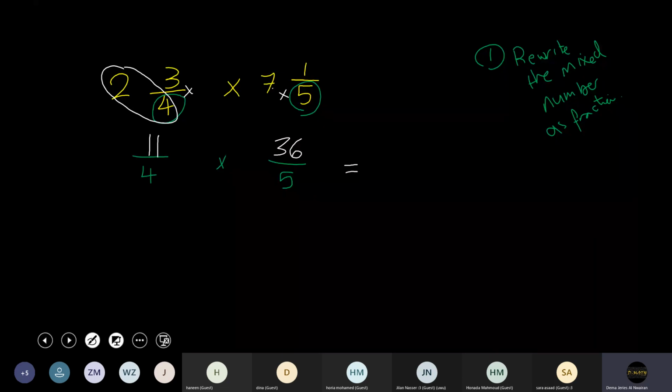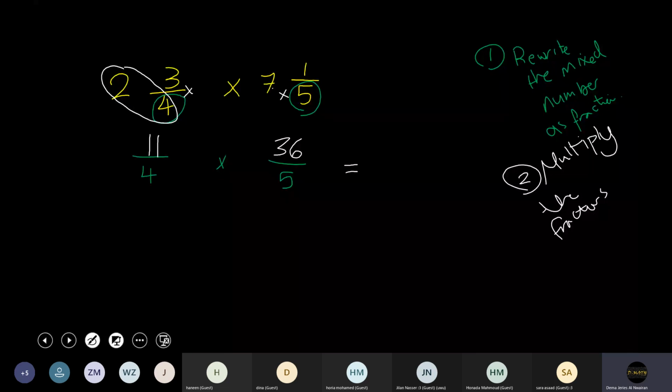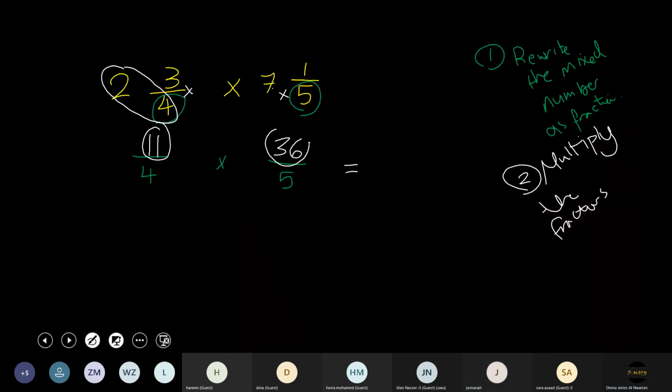The second step, we now have to multiply 36 by 11. When you multiply, what will you multiply first? The numerators with each other or the numerator with the denominator? Numerator with denominator. Good job. The numerator with the numerator. Now, let's multiply 36 times 11.